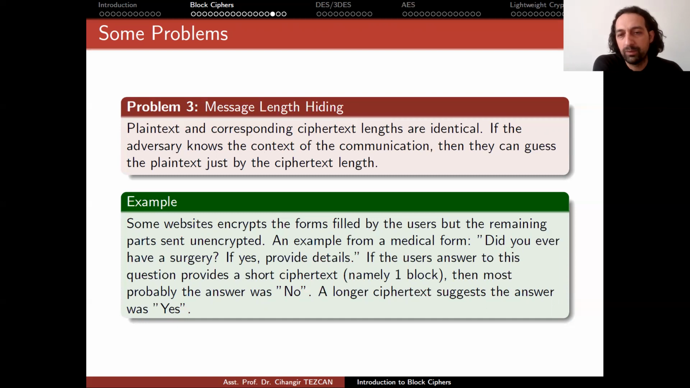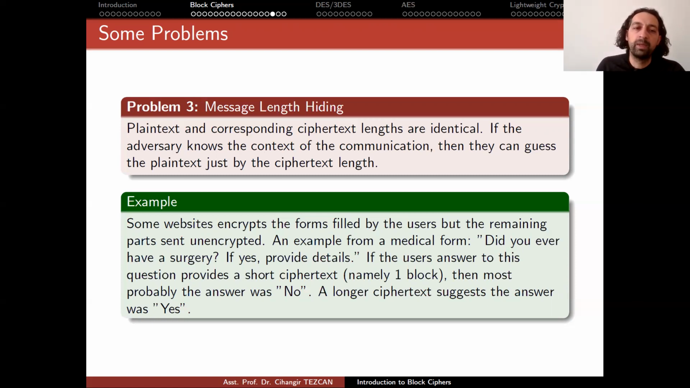An example from a medical form can be like this, a question like, did you ever have a surgery? If yes, provide details. So if the answer provides a short ciphertext, namely a single block, then the person who captures the ciphertext and sees that it is short can realize that the answer to that question was no. But if it is a long one, since when you say yes, you also provide some details, the person who is listening to the communication can understand that you answered the question as yes. So we have to keep that in mind.